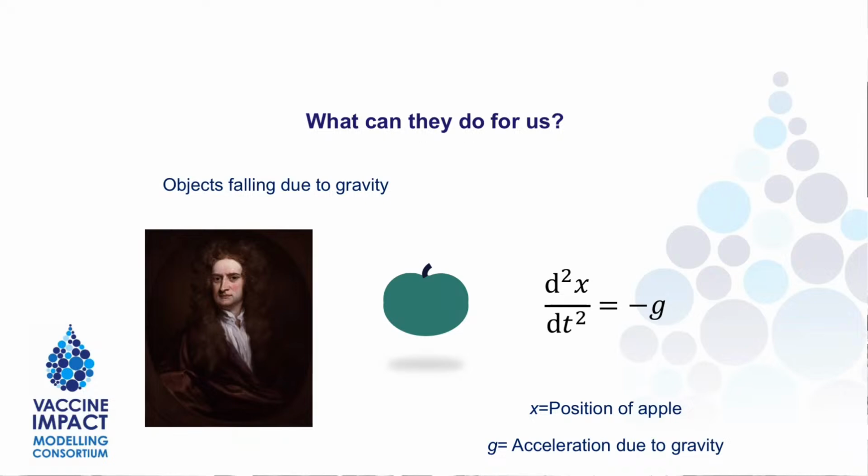There's other stuff going on. We know that the apple is going to be affected by wind resistance, all of these other things, but maybe we're only interested in exploring how the acceleration of the apple corresponds to gravity itself. So that's one example.